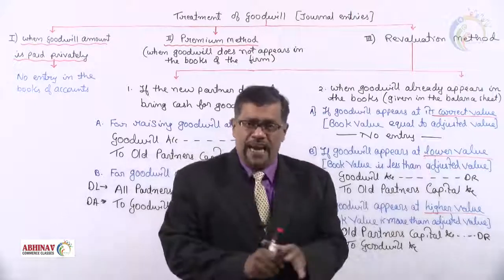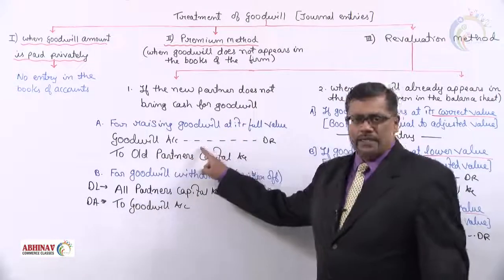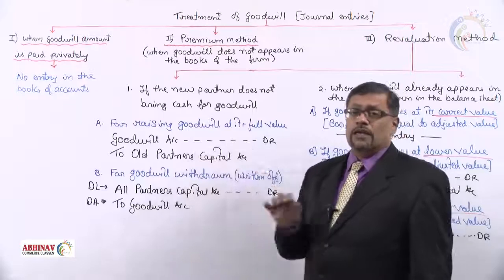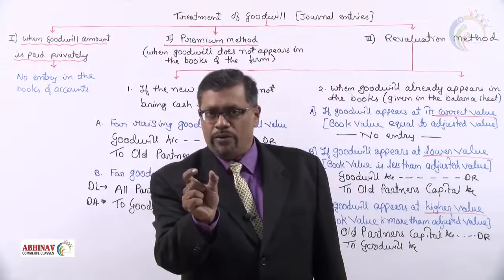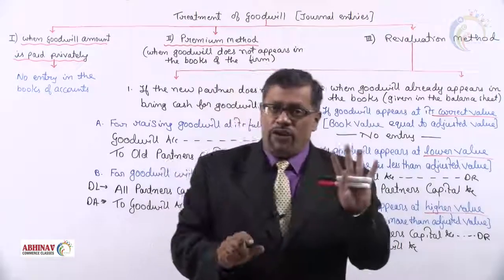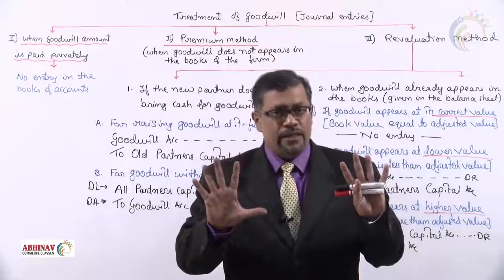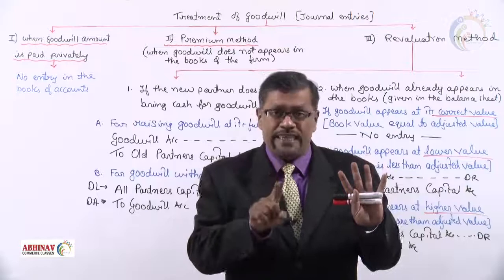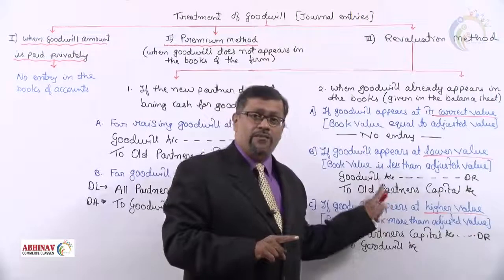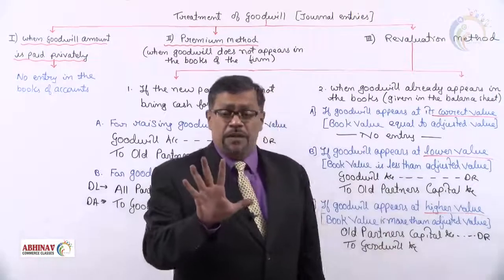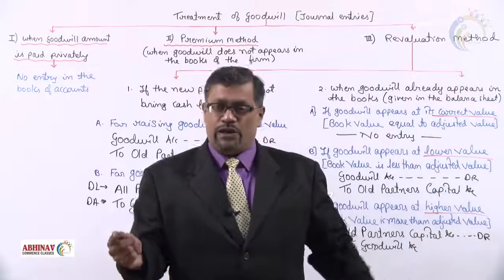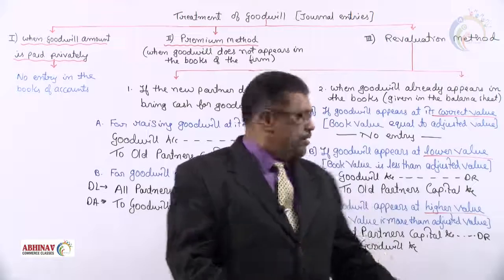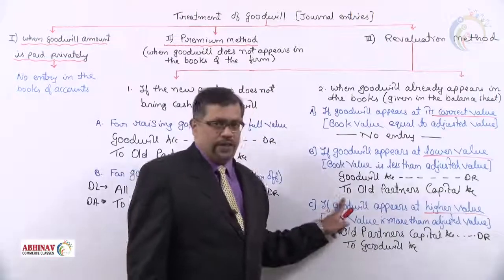And when it appears at lower value, we pass the same entry. For raising goodwill, goodwill account debit to old partners, but for the lower value amount. Balance sheet 40,000, adjusted 50,000. How much is the lower value? 10,000. This entry will come for 10,000, not for 50,000, because out of this 50, 40 is already there in the books. 10,000 extra goodwill is what we have to record.